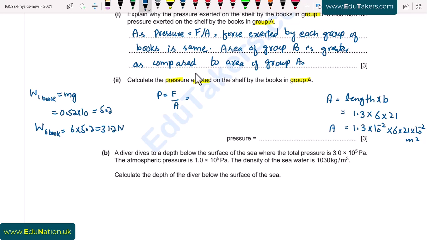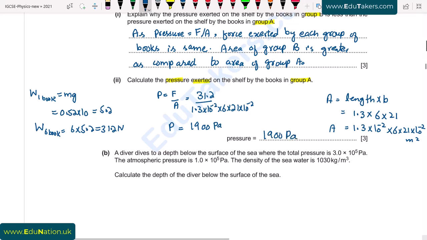So I write here 31.2 divided by area, which is 1.3 into 10 to the power minus 2 multiplied by 6, 21 into 10 to the power minus 2. So the pressure comes to be 1900 Pascal. The unit of pressure is Pascal. I write here 1900 Pascal.